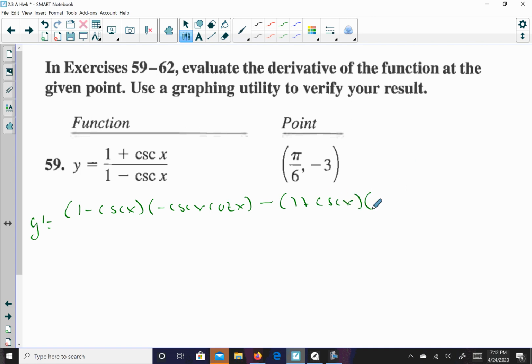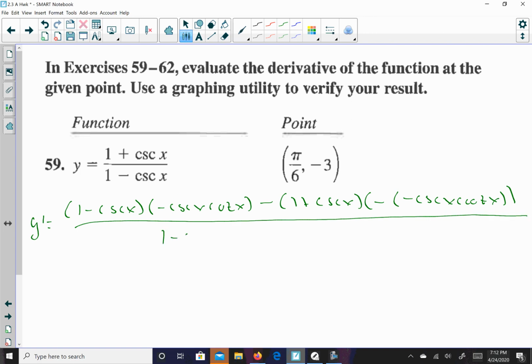And I'm taking the derivative of my denominator. So this 1 is 0. So then I'll have this negative sign, and then the derivative of cosecant is a negative cosecant x times the cotangent of x. That's a lot of parentheses. And this is all over 1 minus cosecant x squared.